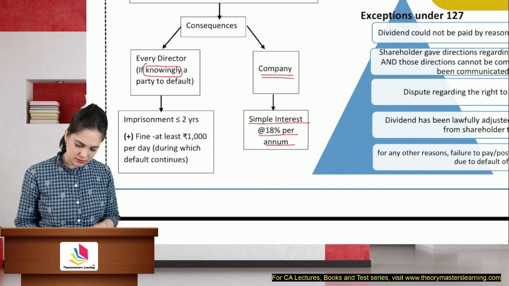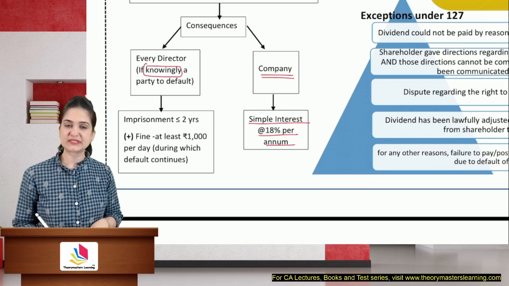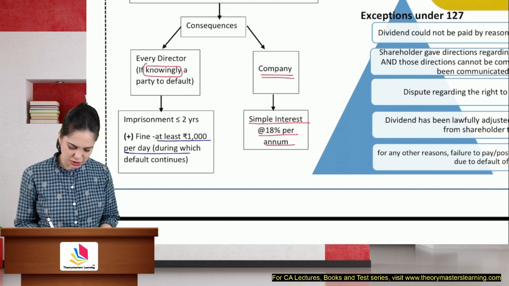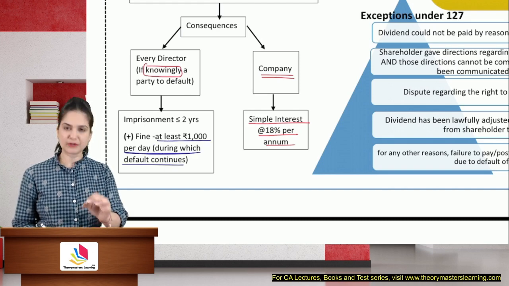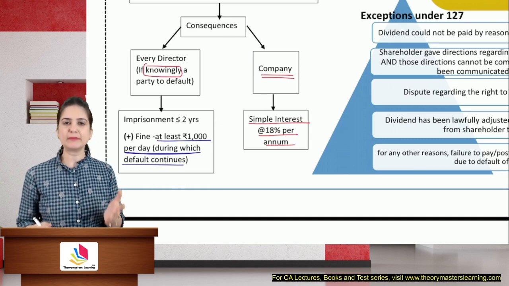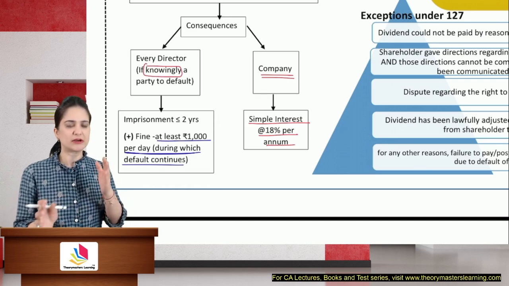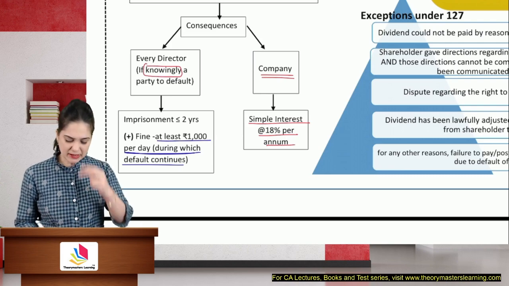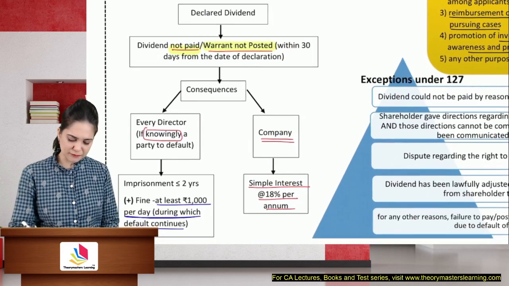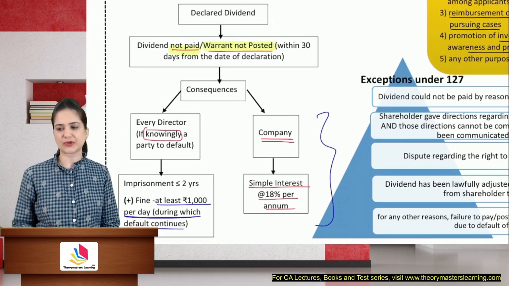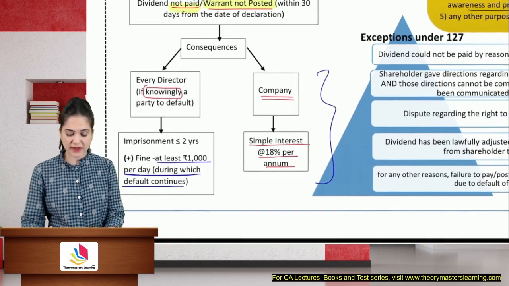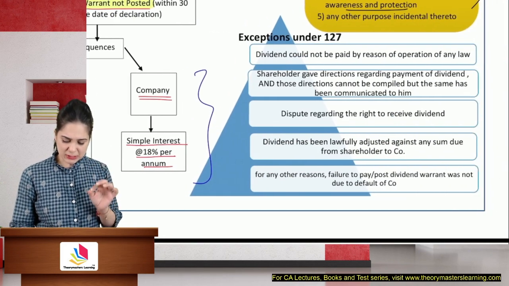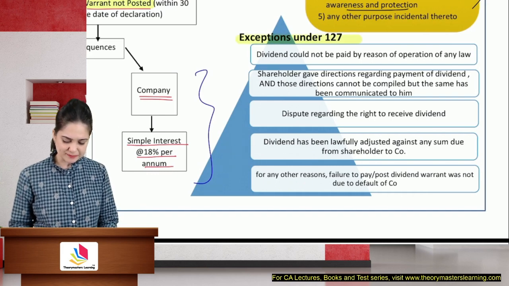The officer, the director, he will be liable for imprisonment, which may extend to 2 years, and fine at least 1,000 rupees for each day of default, for each day during which the default continues. So this is the penalty which will be imposed. You have to remember these penalty provisions. Normally I don't stress on students remembering this, but over here I would insist because a question is very frequently asked in section 127. The last part is exceptions under section 127.